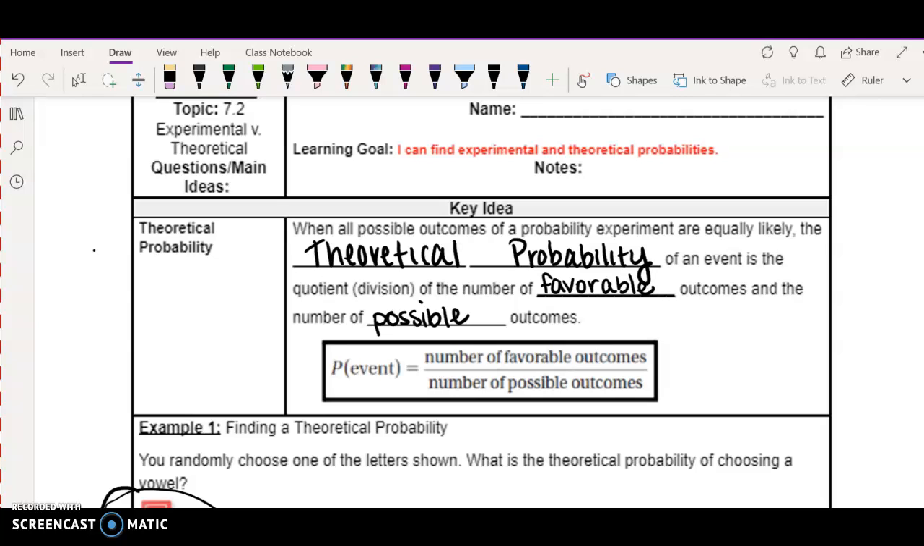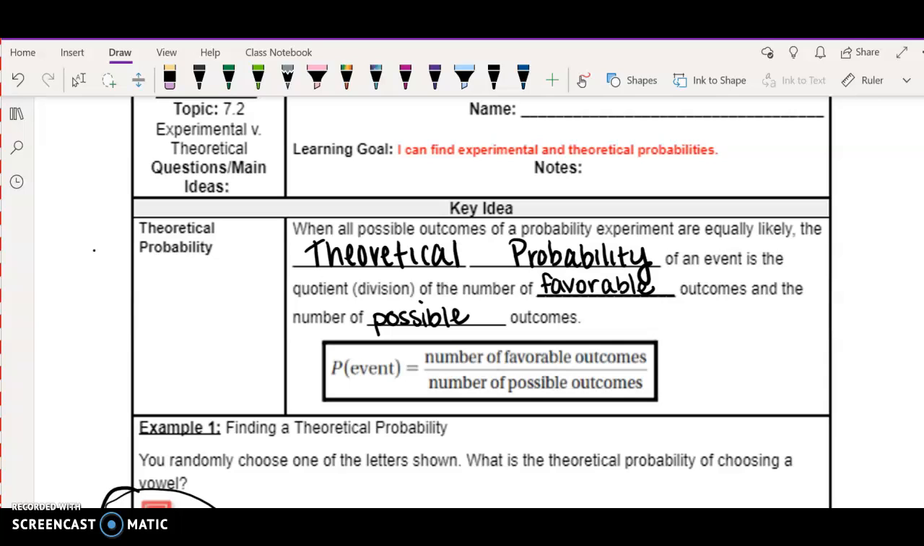This is when all possible outcomes of the probability experiment are equally likely. The theoretical probability of an event is the quotient of the number of favorable outcomes and the number of possible outcomes. So remember, quotient is the answer to a division problem. So this means that we take the number of favorable outcomes, so the number that makes our event true, and we divide it by however many total outcomes there are.